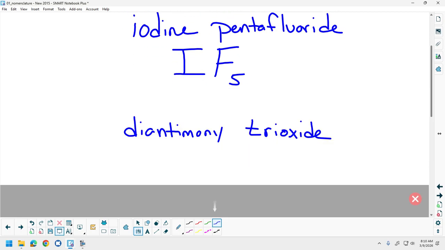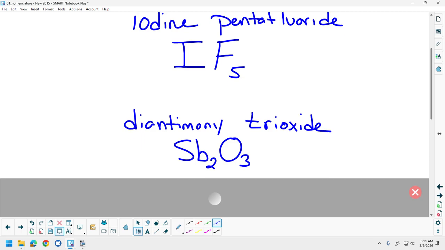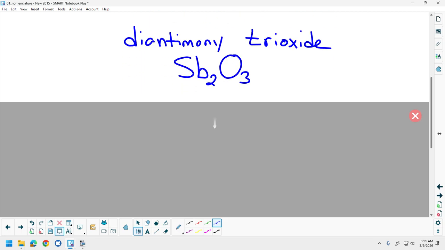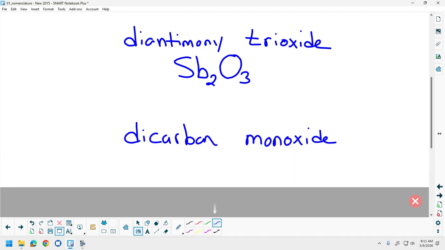Next we have diantimony trioxide. So antimony is Sb. The prefix di tells me that I have 2 of those. And then trioxide, Sb2O3. Next, we have dicarbon monoxide, so carbon. The prefix di tells me that I have two of those, and then monoxide tells me that I have just one oxygen, C2O on that one.